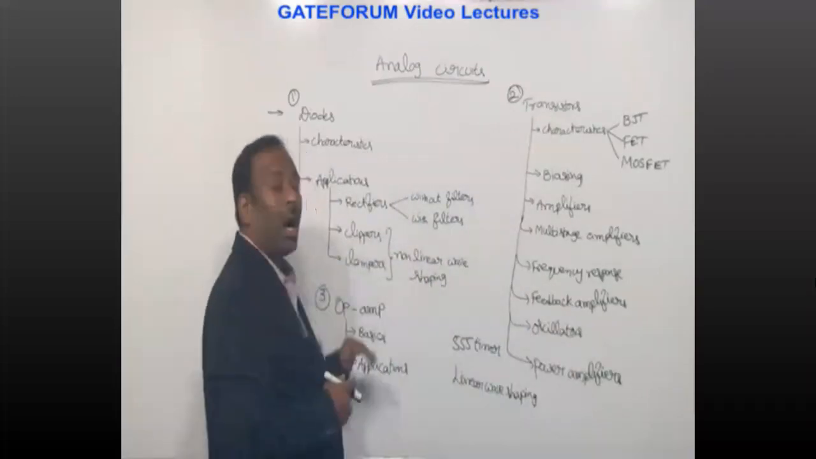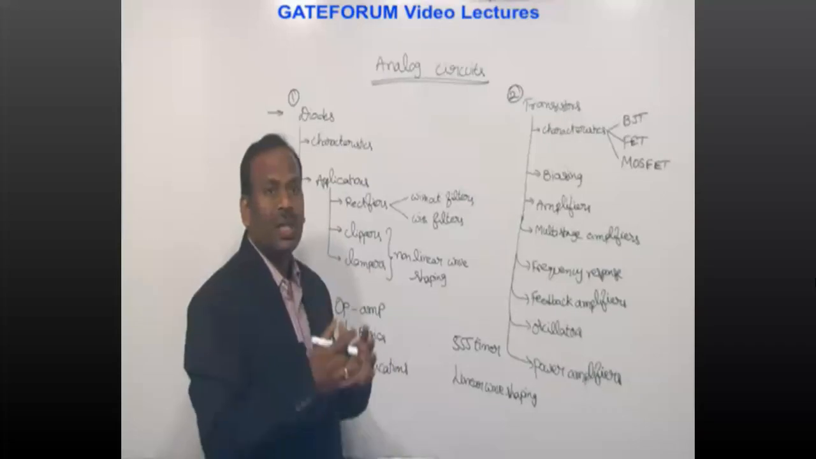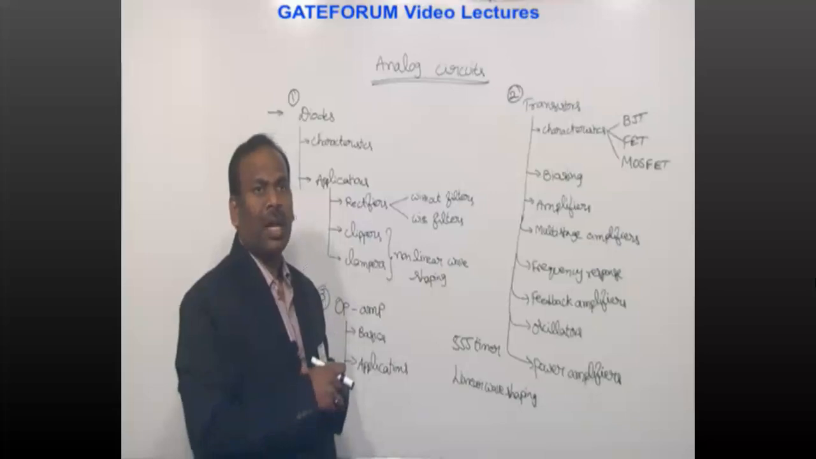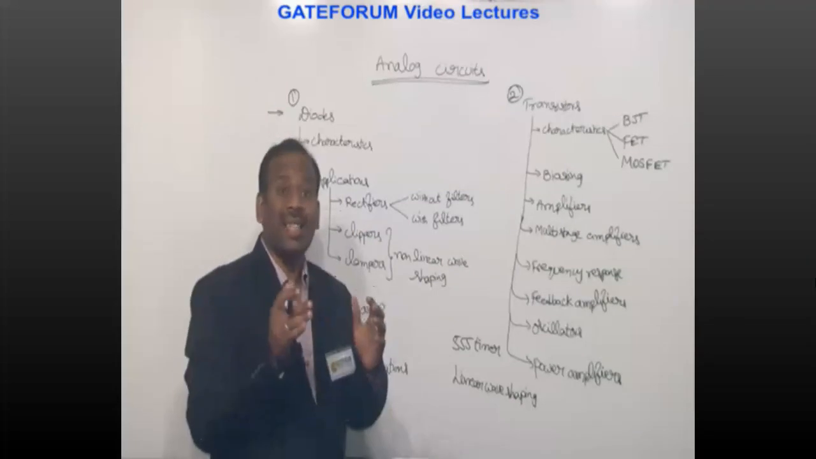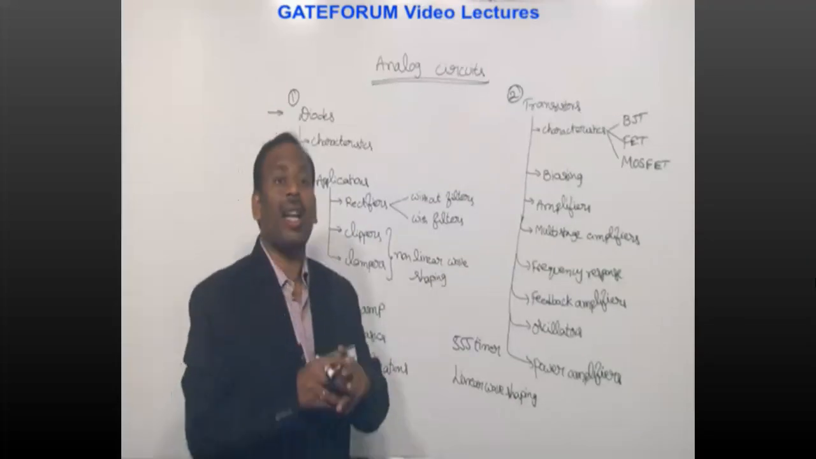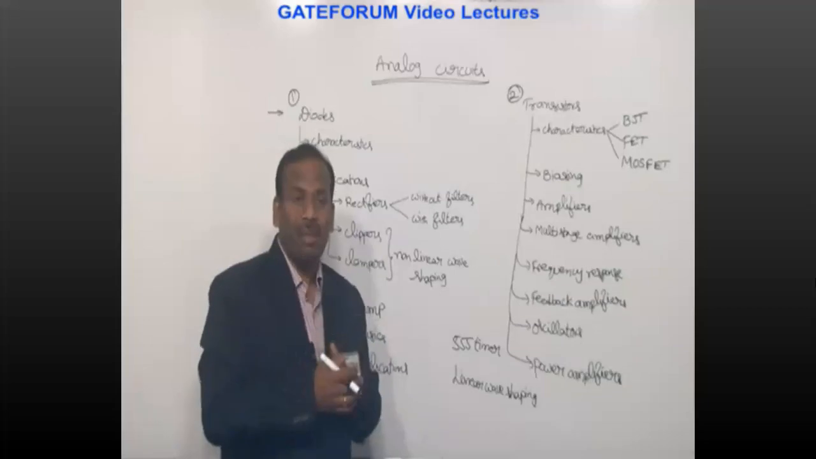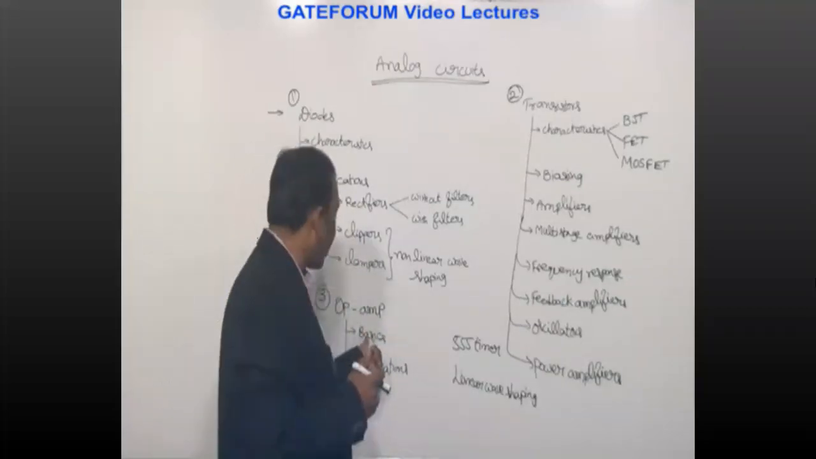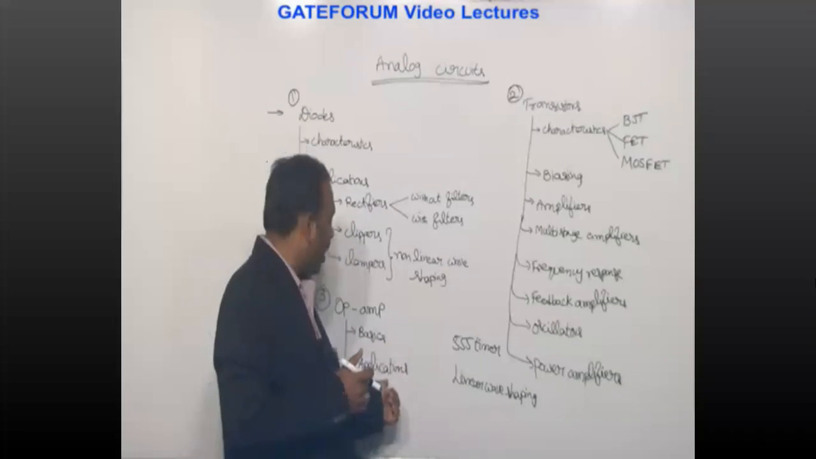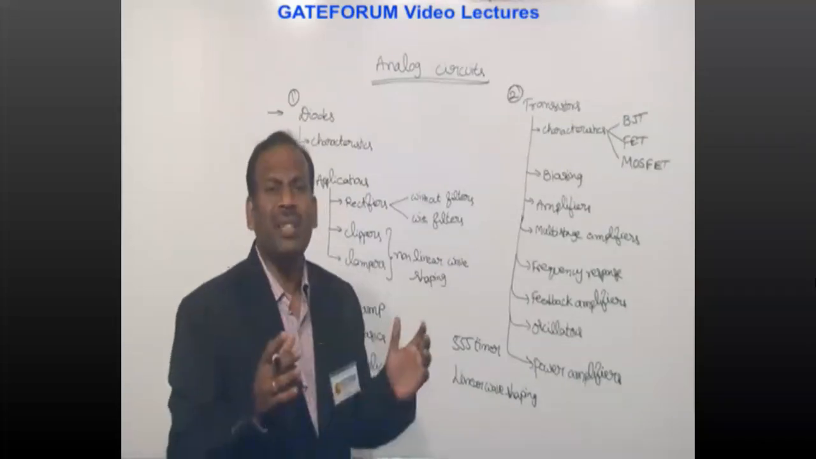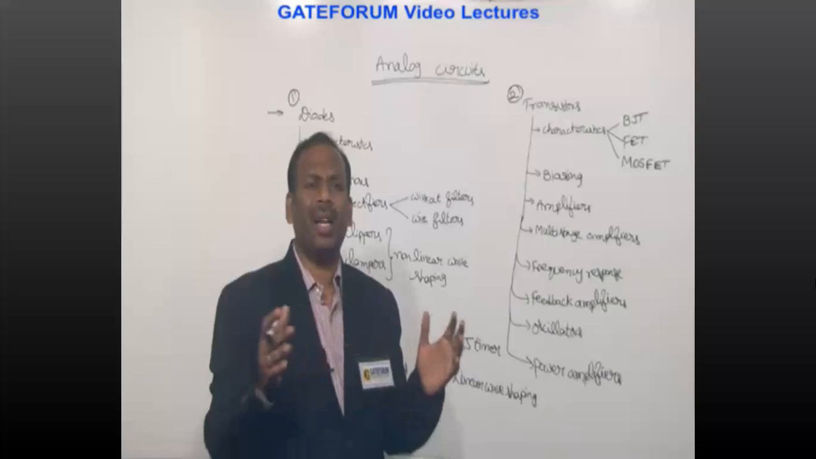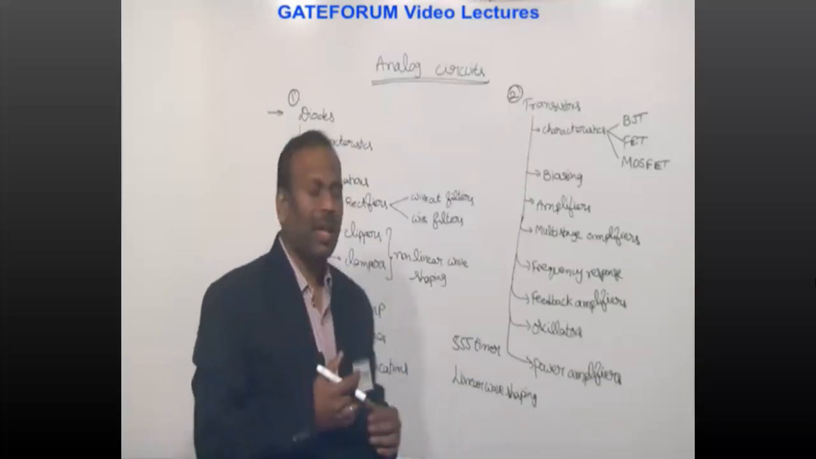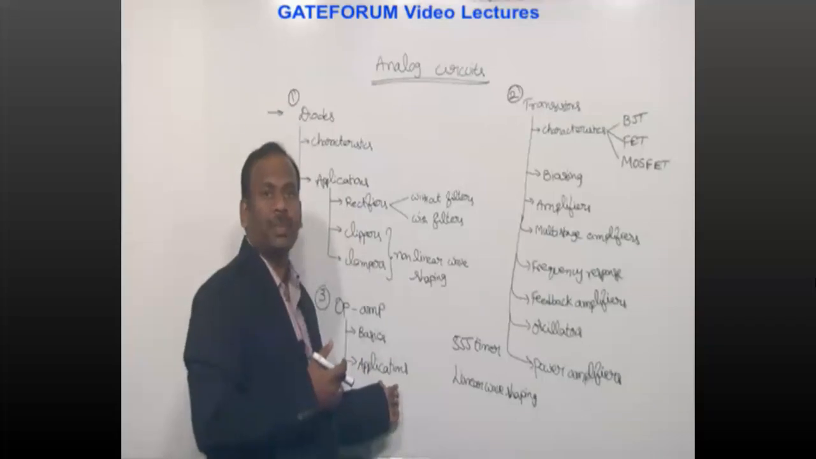Then comes the third one, operational amplifier. How is an operational amplifier constructed? What are the modes of operation of an operational amplifier? The electrical characteristics, or electrical specifications, of operational amplifier. Block diagram of operational amplifier. All these things we are going to see under the basics. Then comes applications. The applications of operational amplifier are a huge number, so we have to see the maximum number of possible applications on operational amplifier.